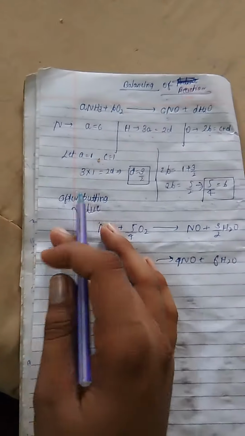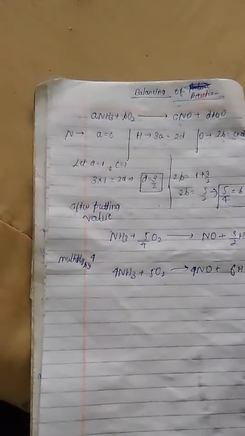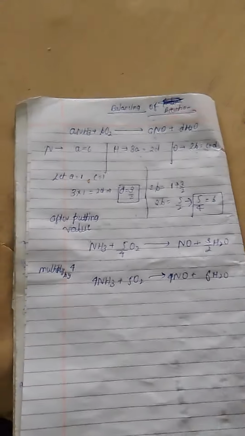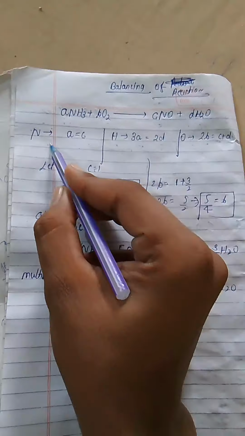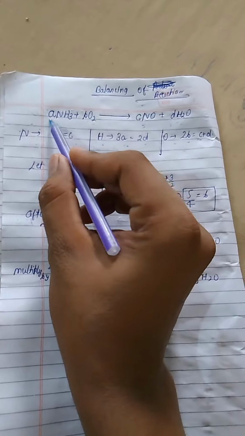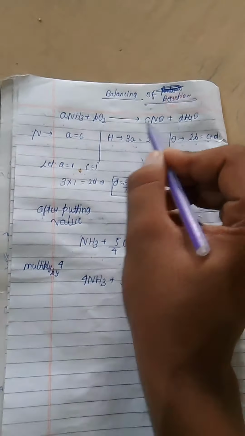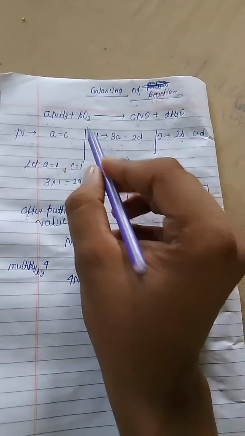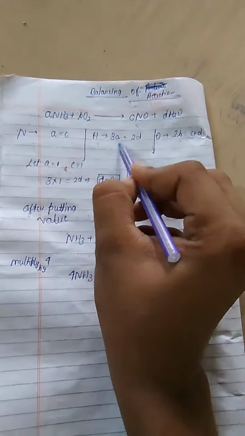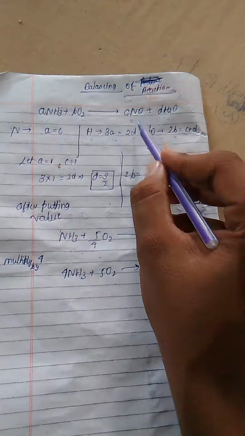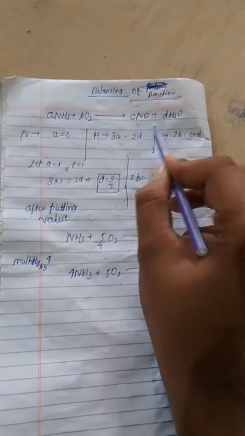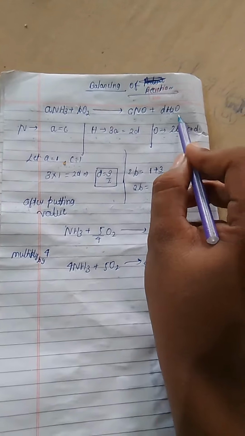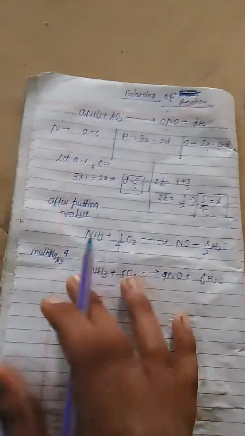So we have to equate the number of atoms of each element from the product side as well as from the reactant side. For nitrogen, here is nitrogen A times and here is nitrogen C times, so A is equal to C. For hydrogen, 3A is equal to 2D, and for oxygen, 2B is equal to C plus D.